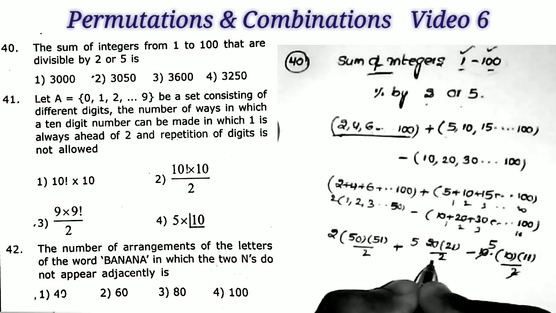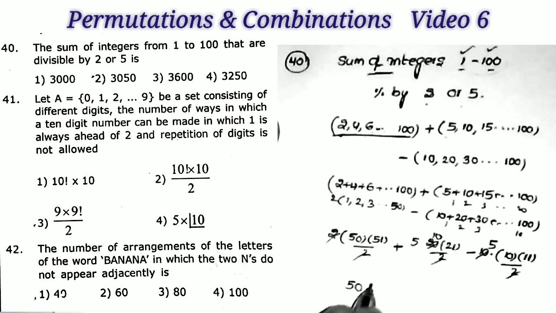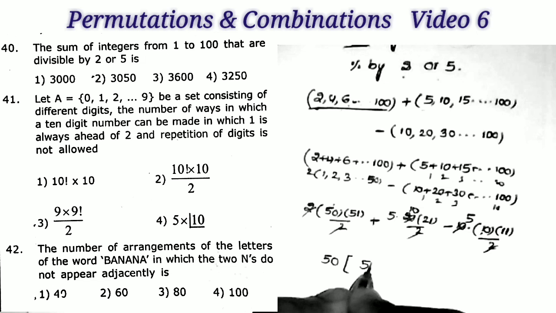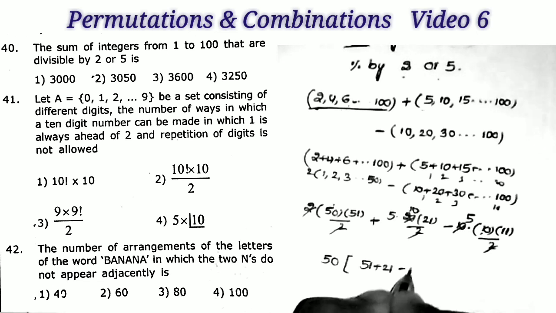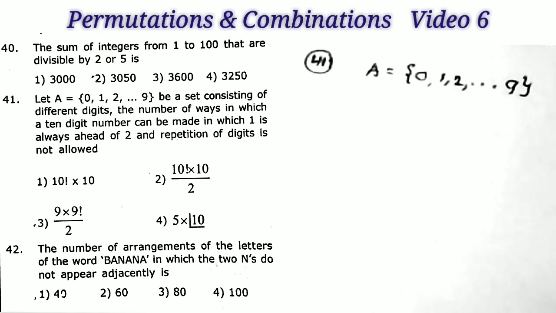Now cut this number here, cut this number here, cut this number. What is common in all these values? 50, 50, 50. Now taking 50 common, we get 51 plus 21 minus 11. 50 into 61, which equals 3050. Therefore the answer is 3050, and that is the second option. That's all. Next question, sum number 41.